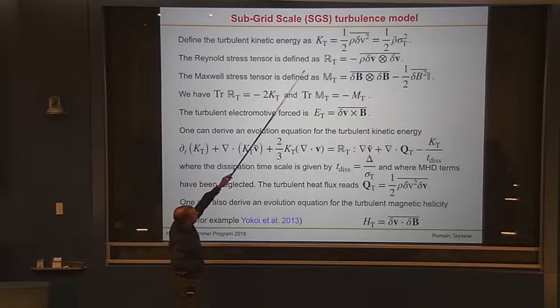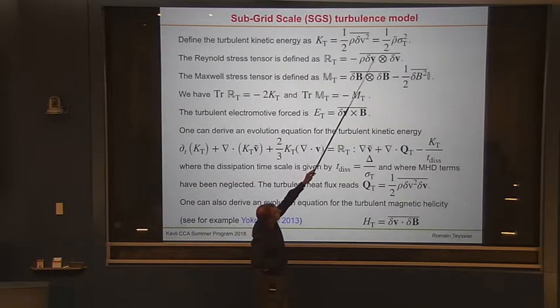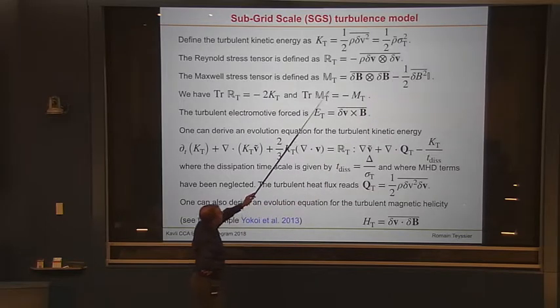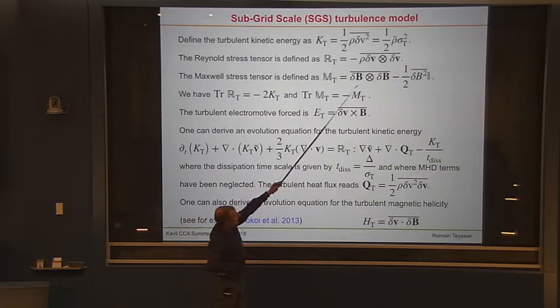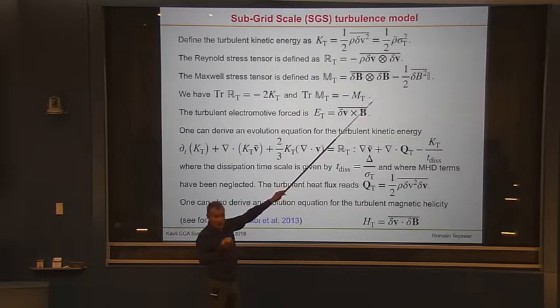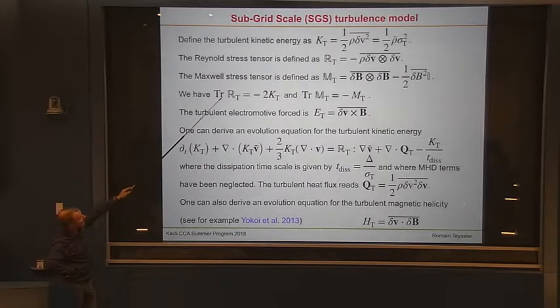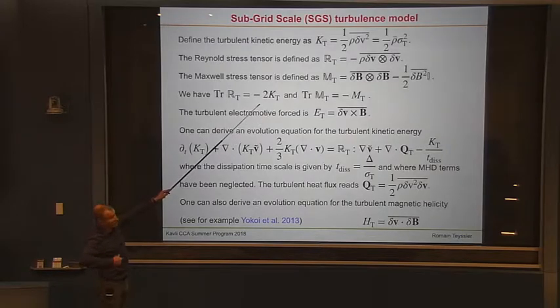The Reynolds stress tensor is defined like that. So it's basically the cross term of the velocity fluctuation. The Maxwell stress tensor is defined like that. So it's the cross term of the fluctuation in delta B. Right? And actually, you can see that those tensors, the Reynolds tensor and the Maxwell tensor, have a non-zero trace, which will guide us in how to deal with those terms later.